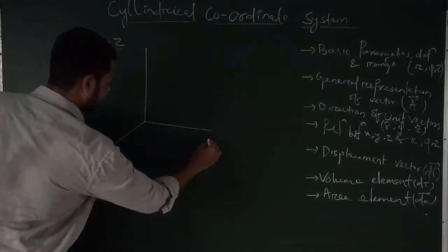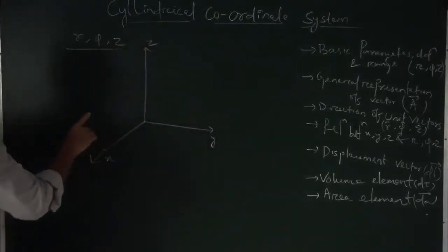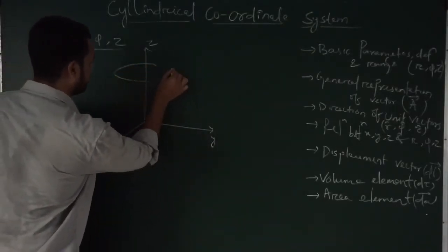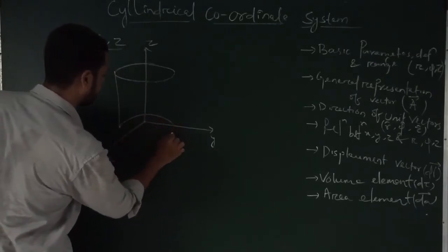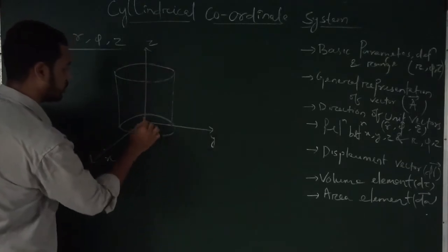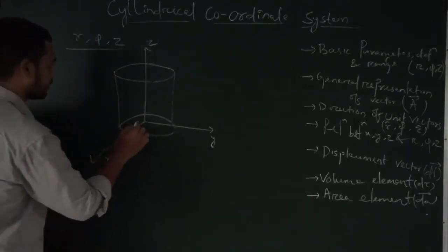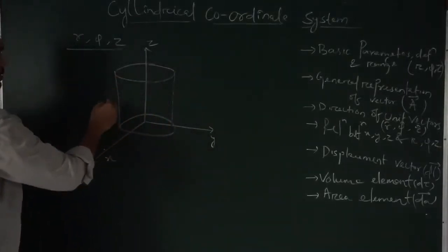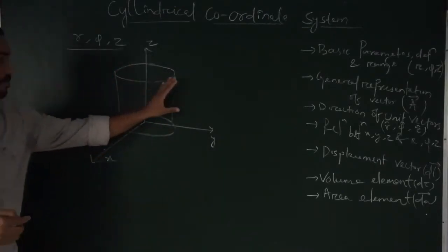Here this is my x-axis, this is y-axis and this is z-axis, which is nothing but your Cartesian coordinate system. I am drawing a cylinder which has two bases, base 1 and base 2, with this base centered at the origin. So this cylinder has three surfaces, two base surfaces and one curved surface.